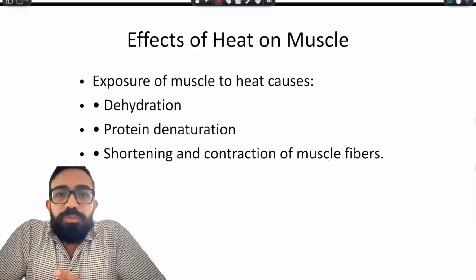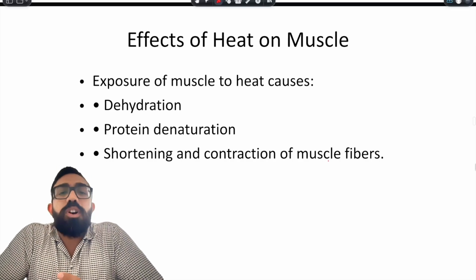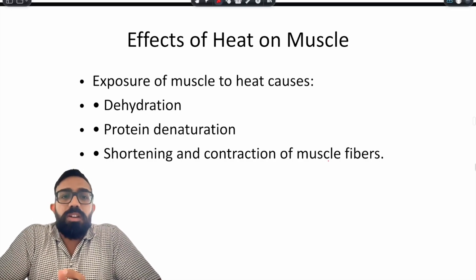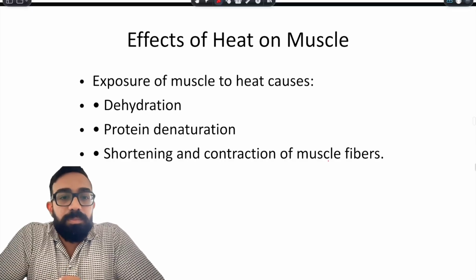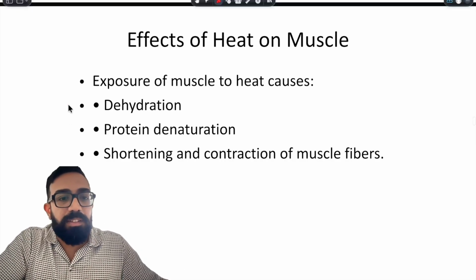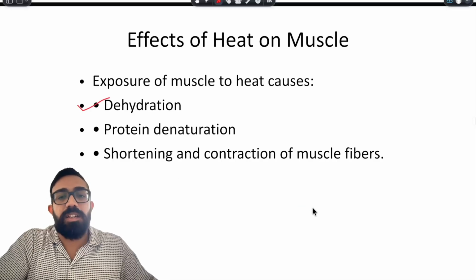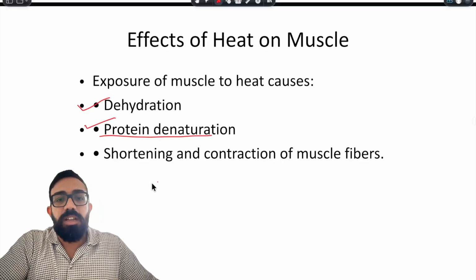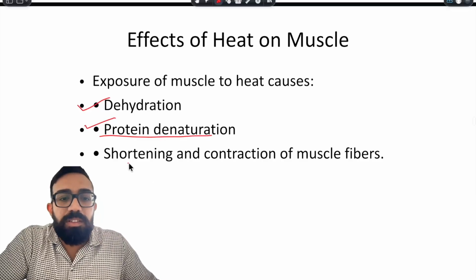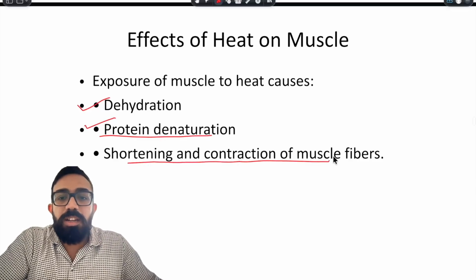Now, what are the effects of burn on the muscle? Those who have done cooking on a griller will know what the effects of heat on the muscle are. First thing that happens is that the muscle gets dehydrated. Second thing, the proteins in the muscle get denatured. Then it becomes shortened and contracted.